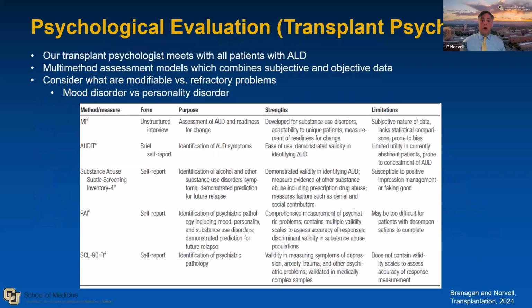So as part of our work up here at Colorado, we have our transplant psychologist who I think might be on this lecture, and feel free to jump in and tell me how I'm wrong about this. But all of our patients with alcoholic liver disease generally see our transplant psychologist, and he or she uses multi-method assessment models, which combine both subjective as well as objective data. And it's important to think about what are some of the variables that might be modified, like a mood disorder, or what is more of a refractory problem like personality disorders. And so while we are using a lot of subjectivity in this, there's a number of tools that can be used to try to objectively quantify this as well.